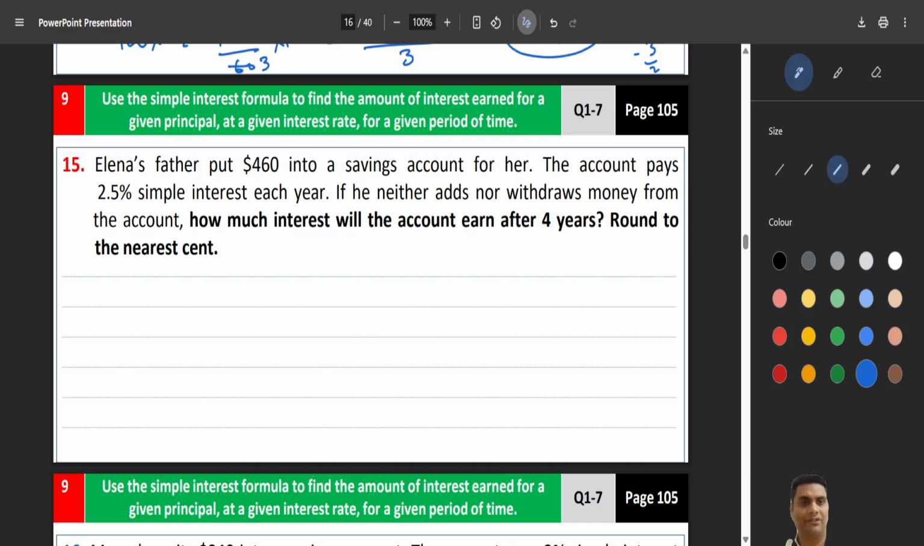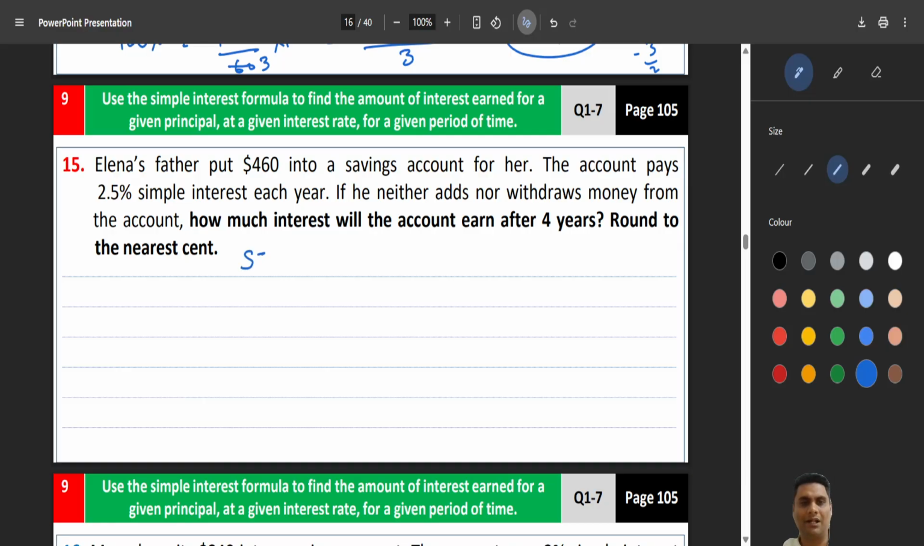Question number 9. We are starting question number 9 now. Question number 9 is based on simple interest. Simple interest means whenever you keep your money in the bank for some time, let's say 1 year, 2 year, 3 year, the bank will pay you some extra money whenever you take your money back from the bank. Let's say you put 1000 dirham in the bank. After 1 year the bank returns you 1100 dirham. So the 100 dirham extra that the bank gave you for keeping your money with the bank, we call it simple interest. Now how do we find the simple interest?